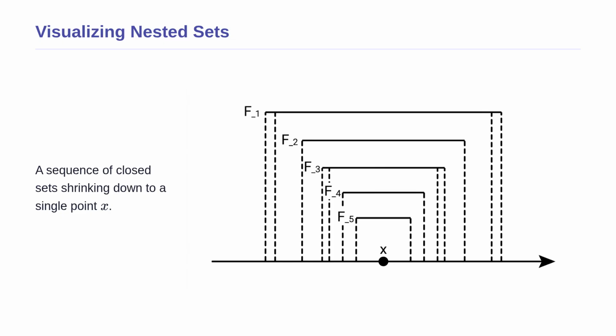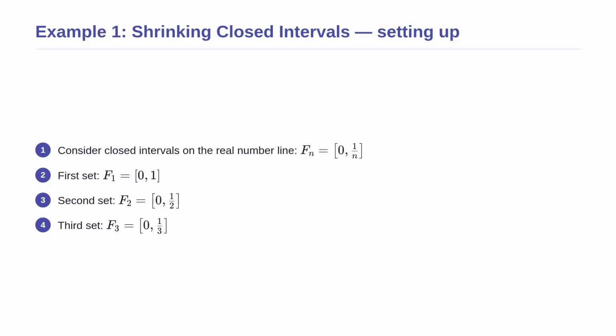As we move down to F5, the length of the segment, which is its diameter, is shrinking. If we continued this infinitely, the diameter would become 0, squeezing down perfectly onto that single unique point labeled x on the axis. This diagram perfectly captures the essence of Cantor's theorem. Now that we have visualized the concept, let us see this with a concrete example.